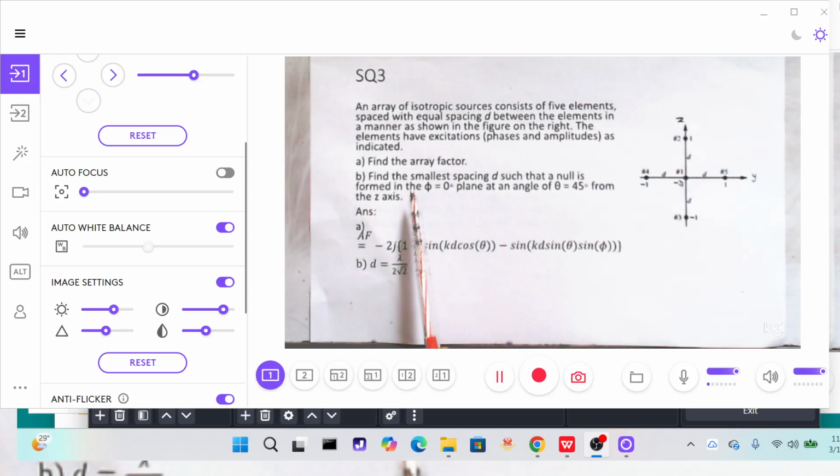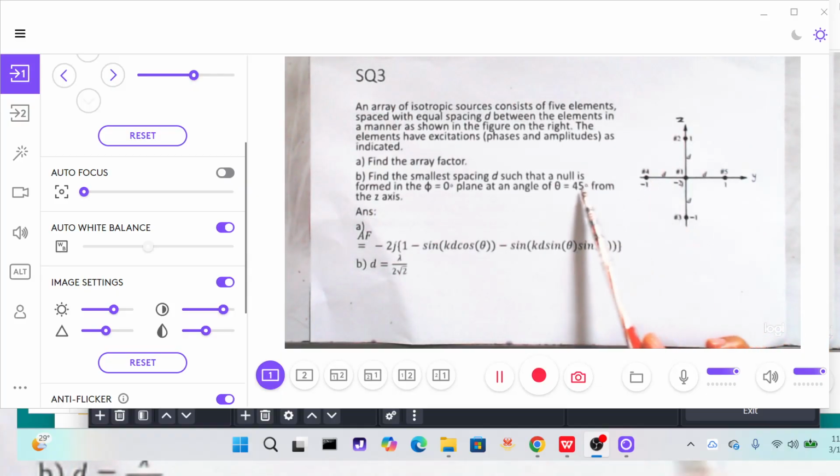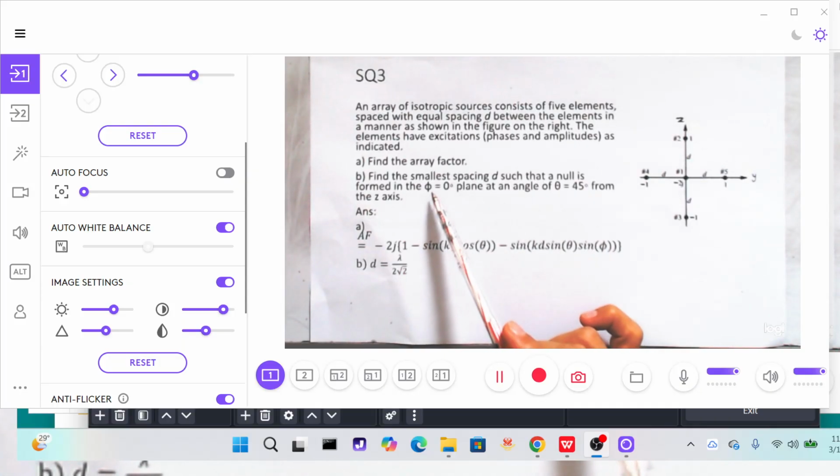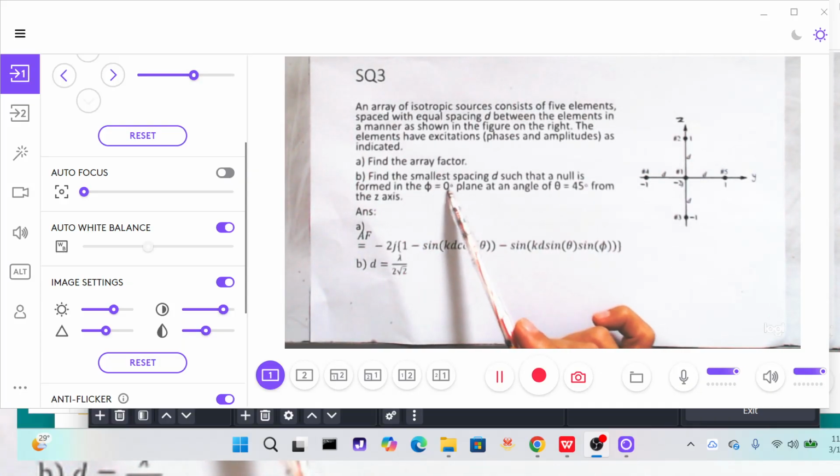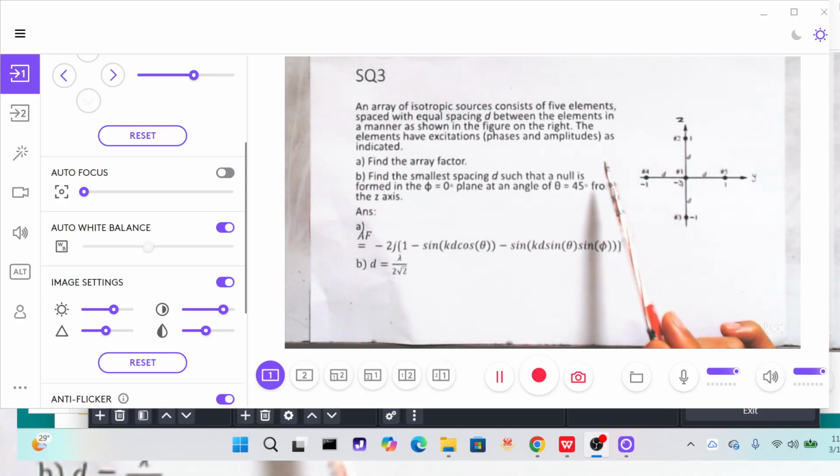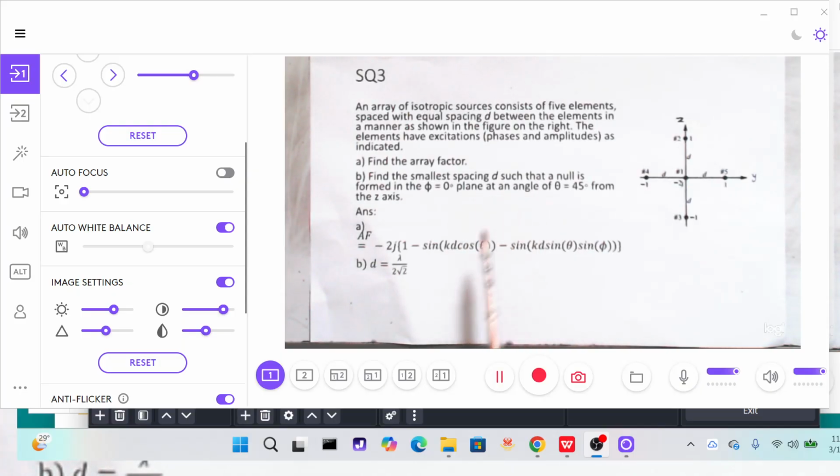And now we also need to find the smallest spacing d, such that when the angle theta is 45 degrees and angle phi is 0 degrees, then you produce a null. So you need to use the spacing to combine it with this angle to form a null.